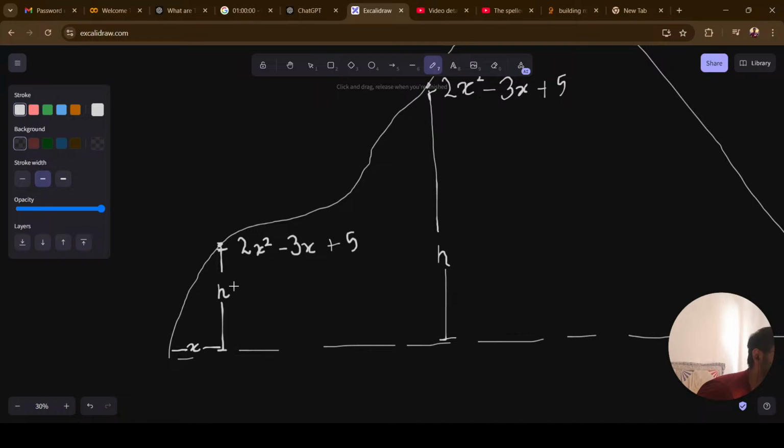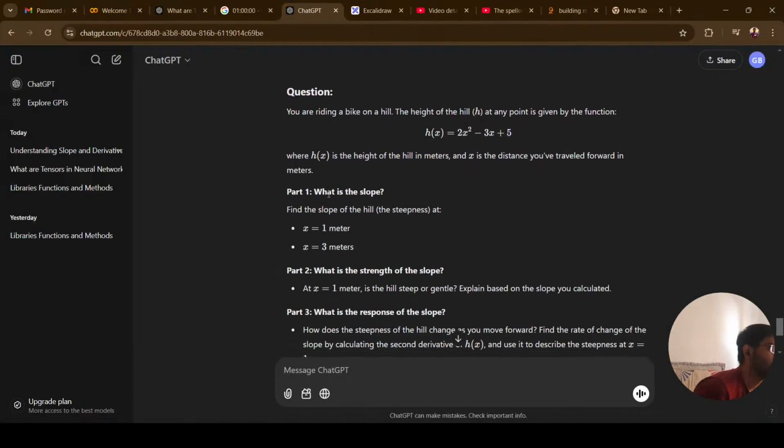Let's say we take this as h1 and this as h2, the height at point 1 and the height at point 2. This is at x1, and this is at x2. Now, what is the slope?